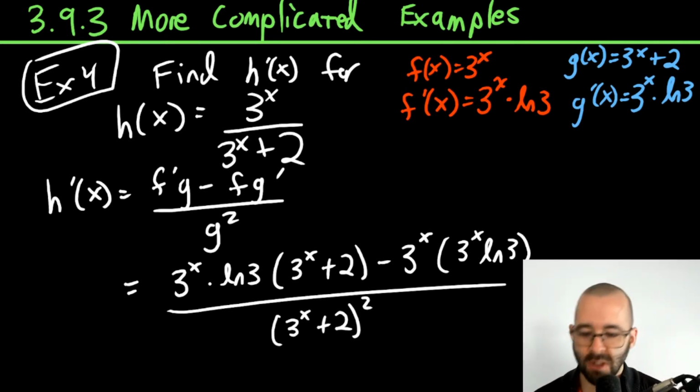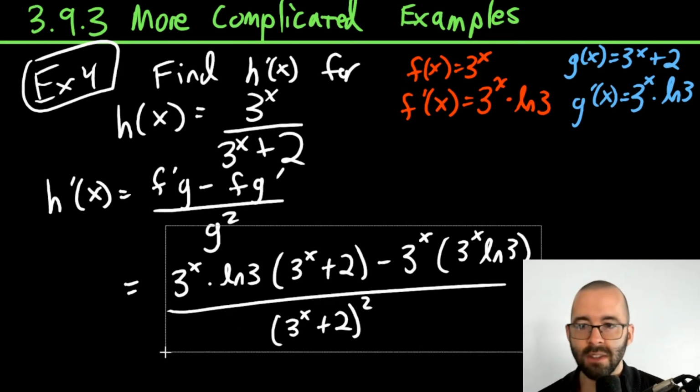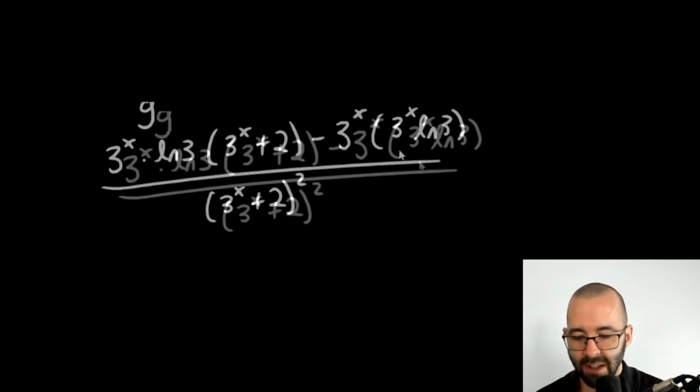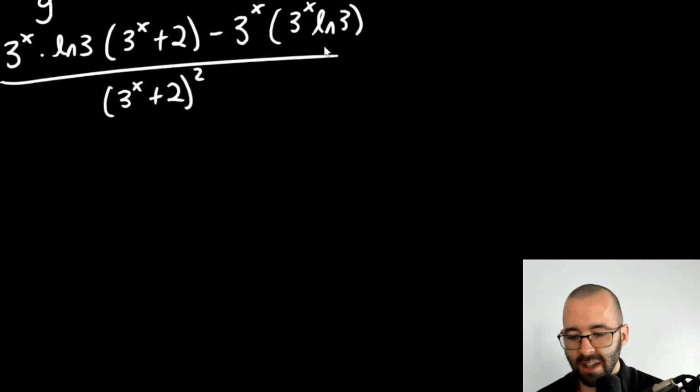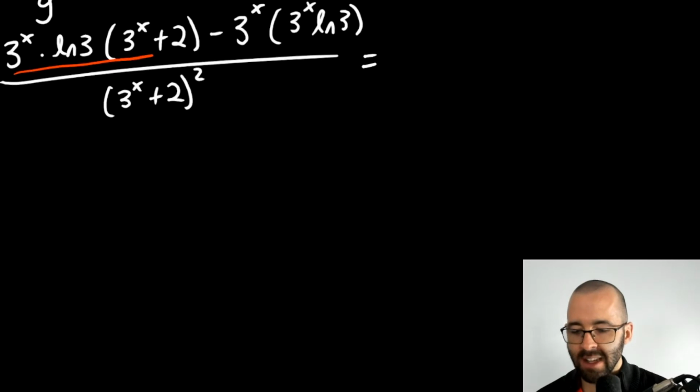And just like most of the times when we use the quotient rule, the big fun stuff happens after the calculus. The big fun stuff is just simplifying, just the algebra afterwards. So what do I want to do here? We're going to have to distribute from the first one. The second one doesn't need any distributing actually. So let's look at this algebra right here.